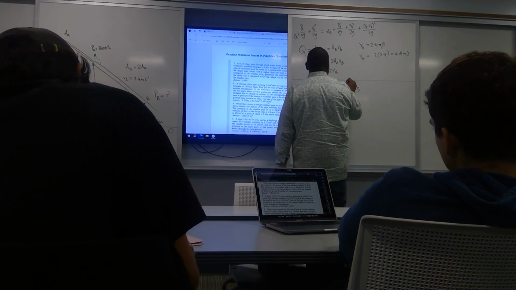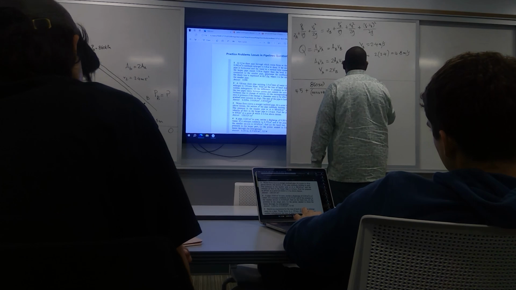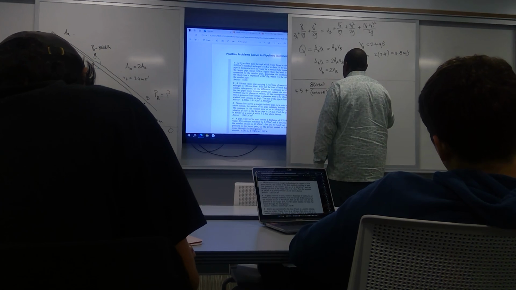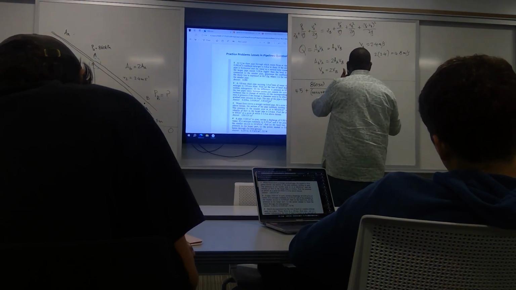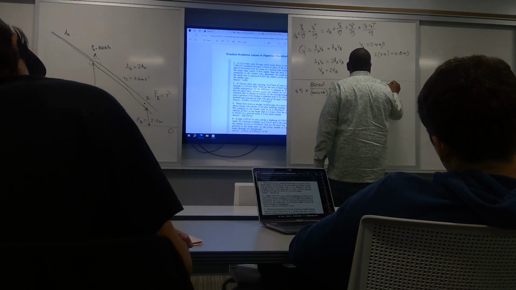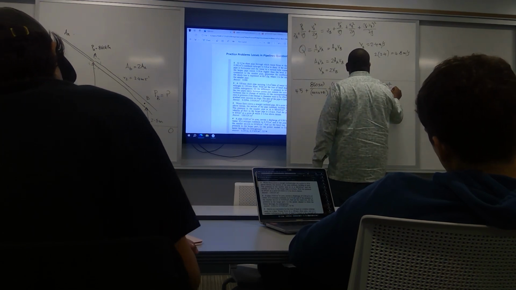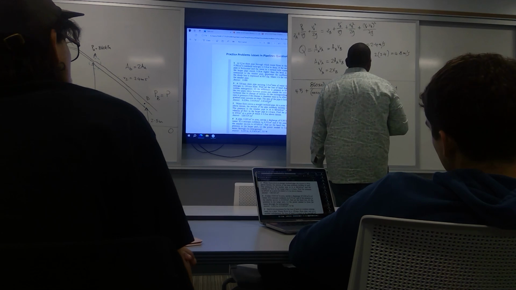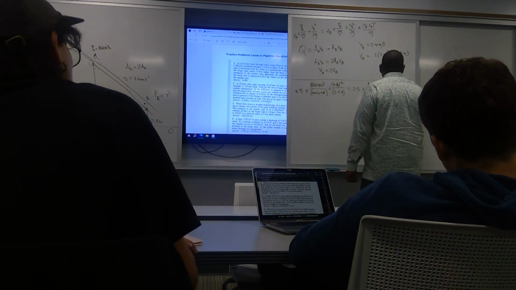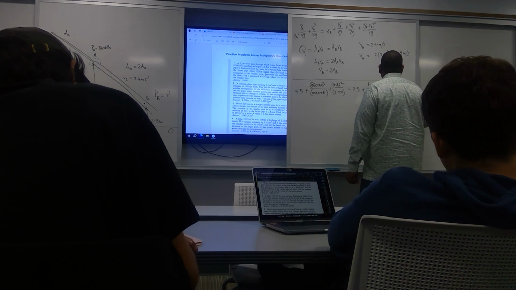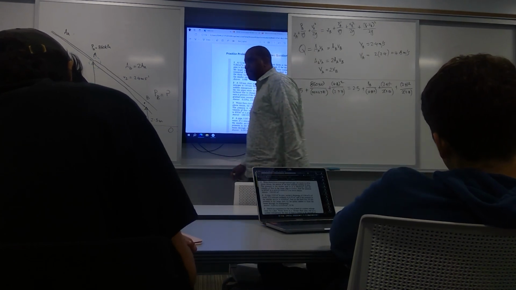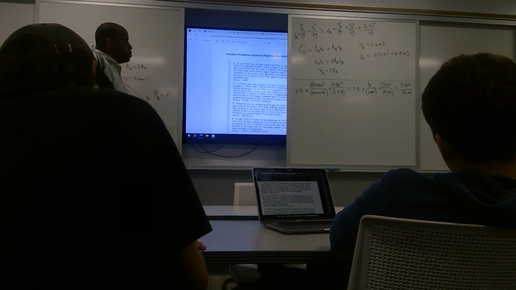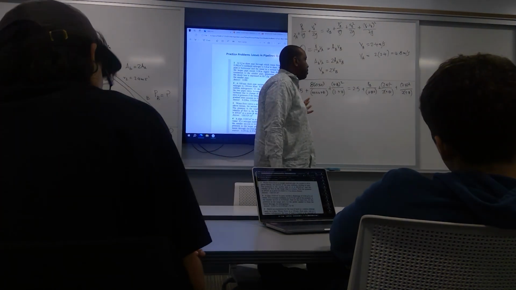Plus PB, we don't know what that is, over 9810, plus VB squared, which is 2.4 squared over 2 by 9.81, plus VA minus VB squared over 2 by 9.81. So the only unknown is PB. So we just have to rearrange everything and find PB.